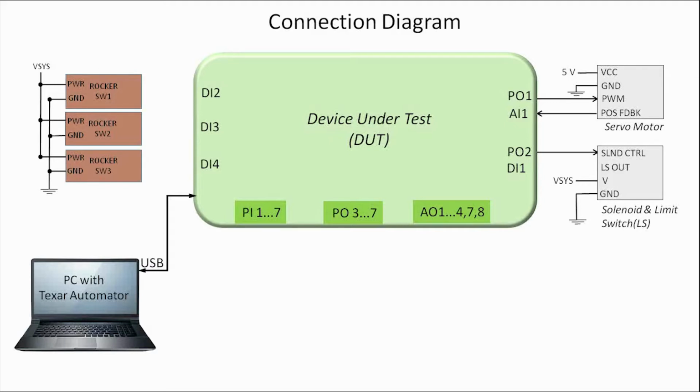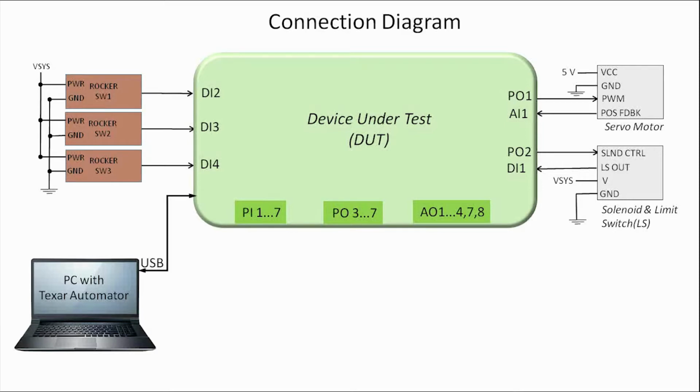The limit switch is wired in such a way that DI1 goes high when solenoid is energized, and DI1 goes low when solenoid is de-energized. The positions of the three-way rocker switches are captured using the digital input channels DI2, DI3, and DI4. Depending on the switch position, the DUT sees system voltage, ground, or open circuit voltage.